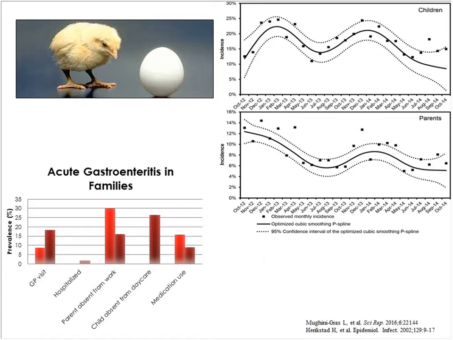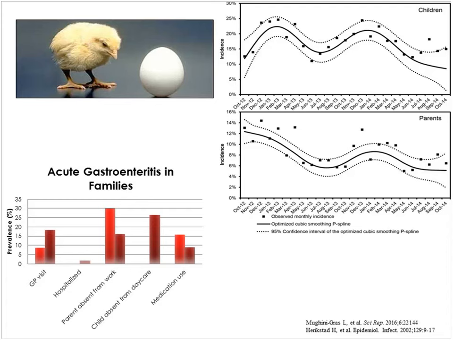The study also looked at the impact of gastroenteritis on visits to general practitioner, hospitalization, patient or parents' absence from work, children's absence from school or daycare, and then lastly, medication use. Overall, what they found was that there was an increase in general practitioner visits in children at 18.3% compared to parents at 8.6%. And hospitalization was solely in children, mainly in toddlers and infants. And there was also a significant amount of absence from work as well as daycare.